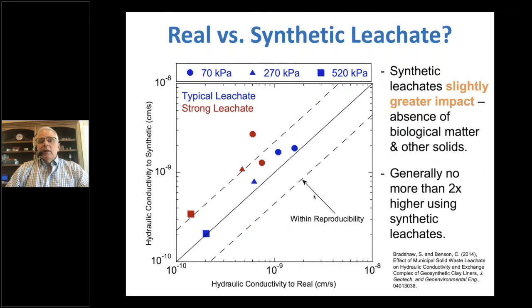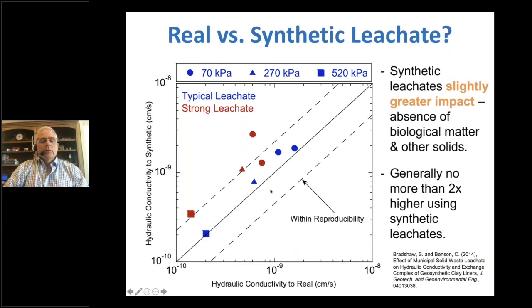What about leachates we might use? If we need to run a test like D6766, do we need to have the actual leachate, or can we send the chemistry to the lab and have them make something up? Well, we've studied that. We've looked at tests where we've run comparative analyses with synthetic leachates having nearly identical chemical composition and real leachates. And that's what I show here in this graph, synthetic on the Y, real on the X, hydraulic conductivity, and for all practical purposes, they're almost the same.